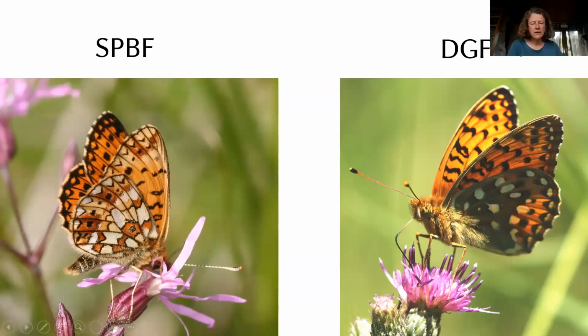I think another difference to look out for, Rob mentioned how strong a flyer the dark green is, and it just zooms past you really fast. The small pearl bordered isn't quite that bad. It will do some quite strong bursts of flight, but then it will often glide a little bit, and it tends to stay in quite a restricted area, or at least from my experience.